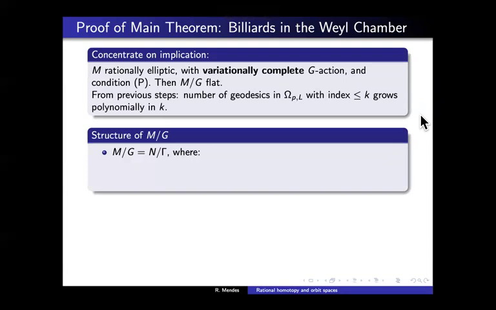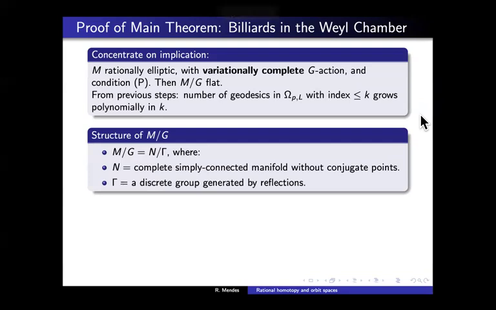Well, by the definition that I gave earlier, that means that the quotient N over M over G is a good orbifold without conjugate points. So we can write it as a quotient of a manifold without conjugate points, N, divided by a discrete group of isometries, right? And we can assume N is simply connected. We just go to the universal cover of that orbifold.